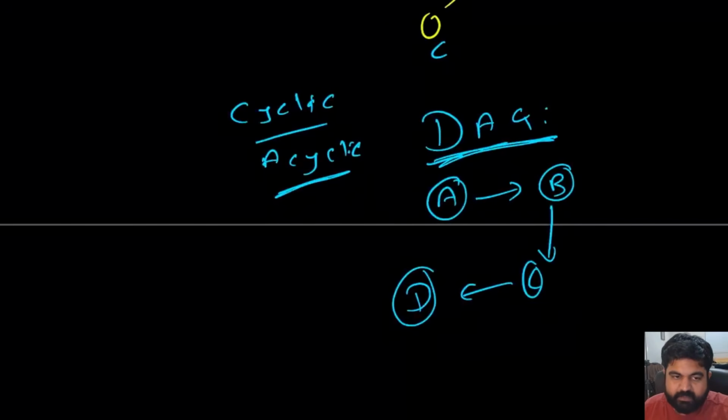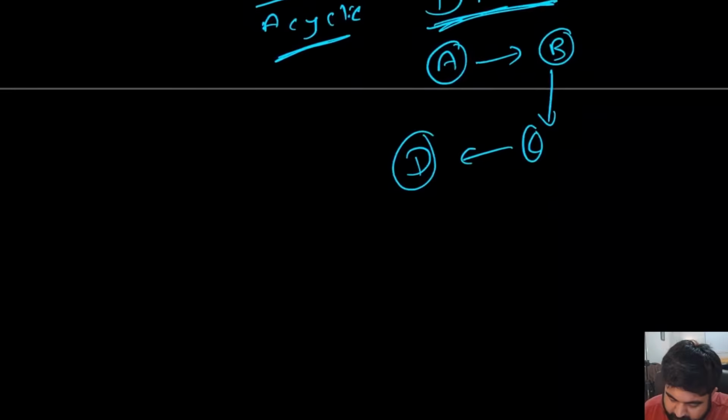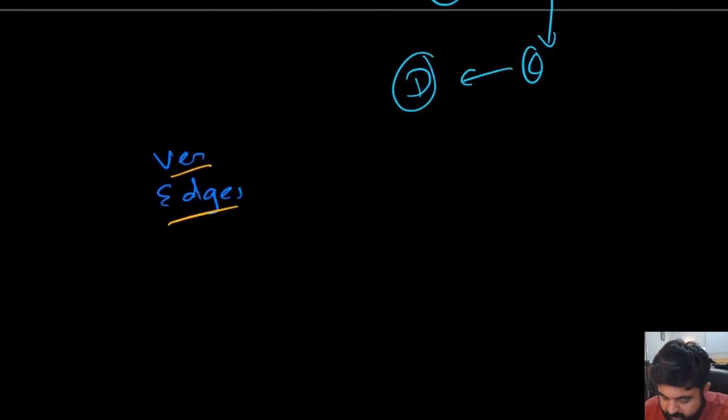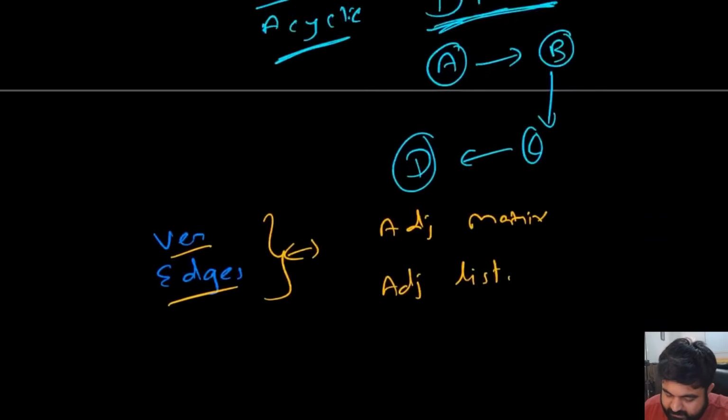Now, because graphs are a little bit trickier, we have to take care of two things. We have to take care of vertices, and we also have to take care of edges to represent which node is connected with which. So in order to represent a graph, we need some different data structures. One possible data structure is an adjacency matrix, and another is an adjacency list. I'll give you an explanation of both of them.